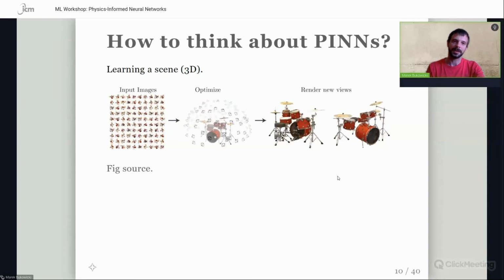Yeah, and another analogy is that we have some measurements from different angles, like images from different angles, and by optimization of the neural networks, after this training of physics-informed neural networks, we can render new views of the scene, which means that we can approximate the value of the function at any point we want.